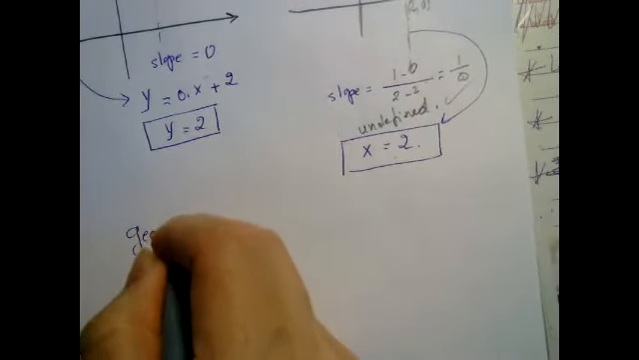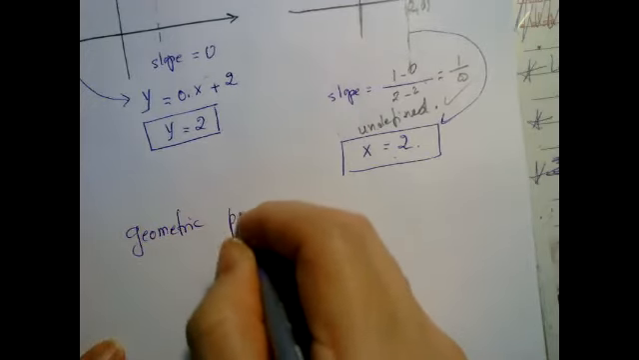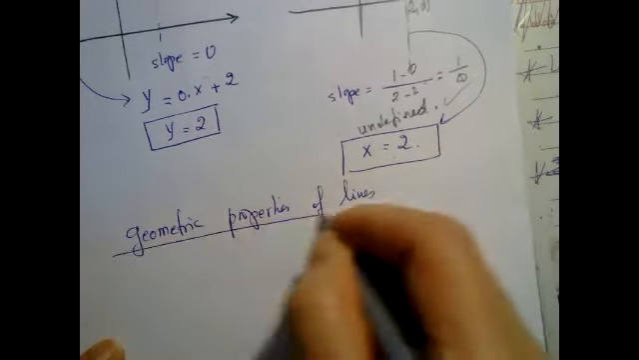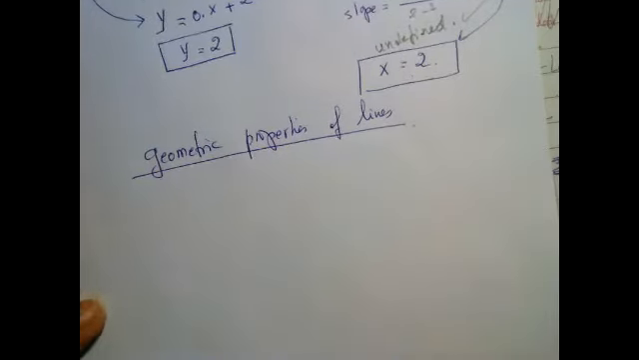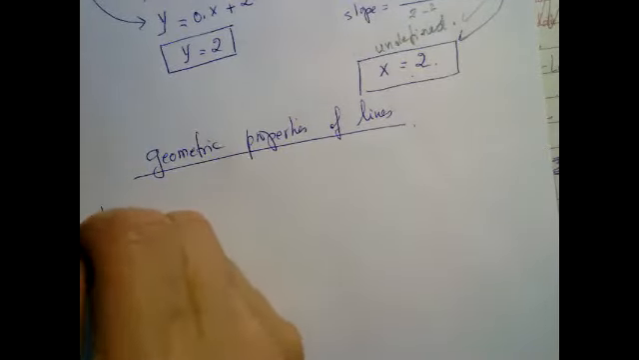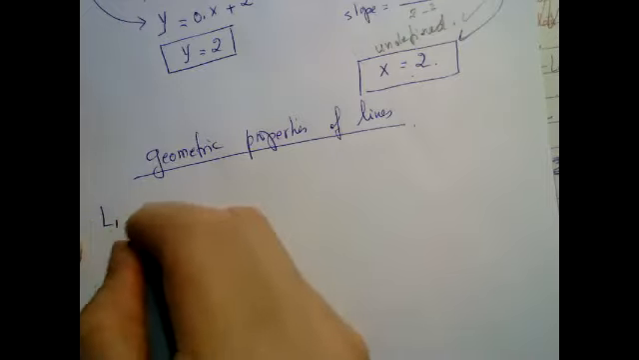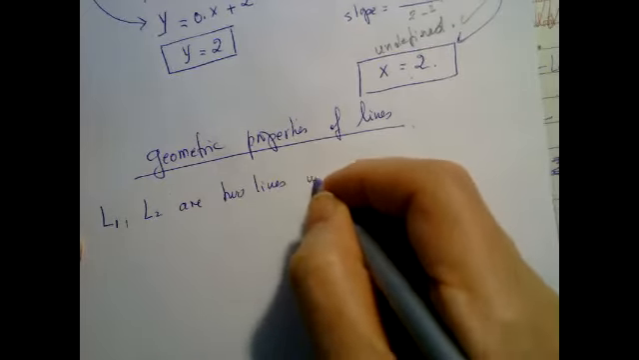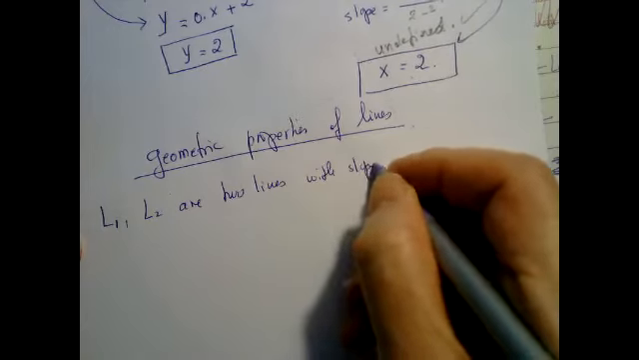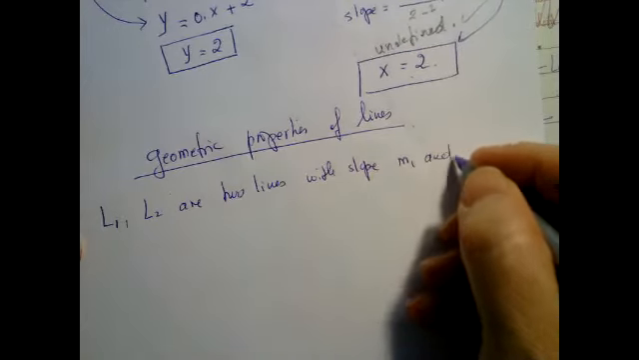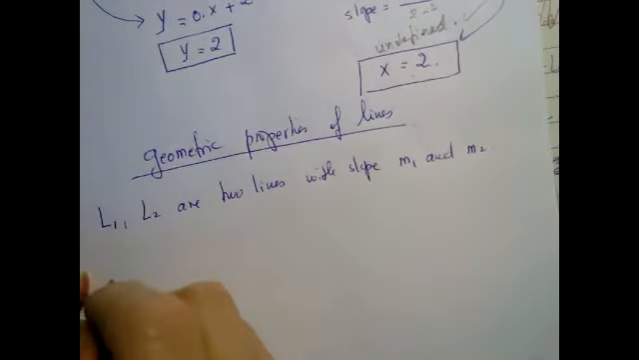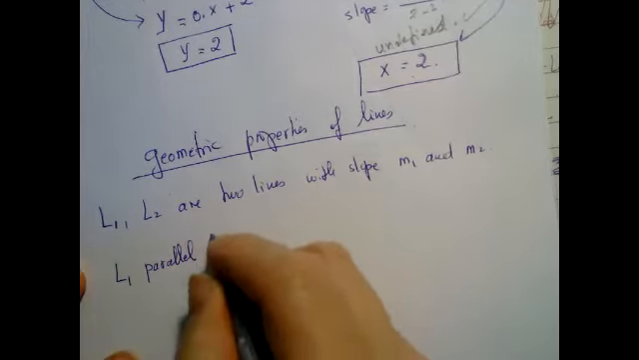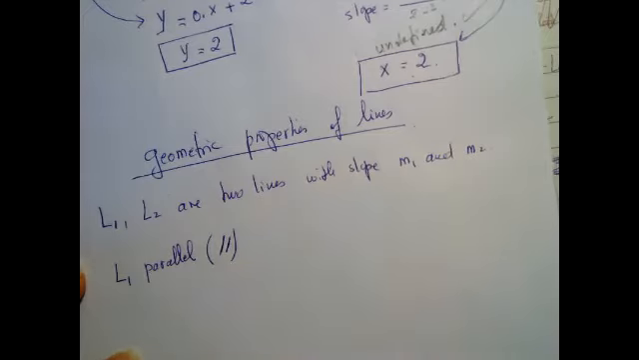Now, geometric properties of lines. First question is the following, and that's a simple question. Suppose we have two lines, L1 and L2, two lines with slope. Let me call them M1 and M2, so each one has a slope. Okay, so suppose L1 is parallel, and the symbol for parallel is this, to L2.